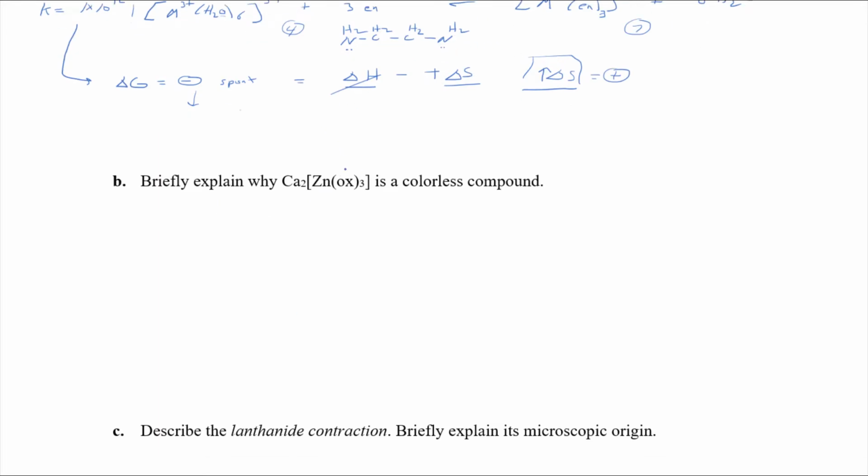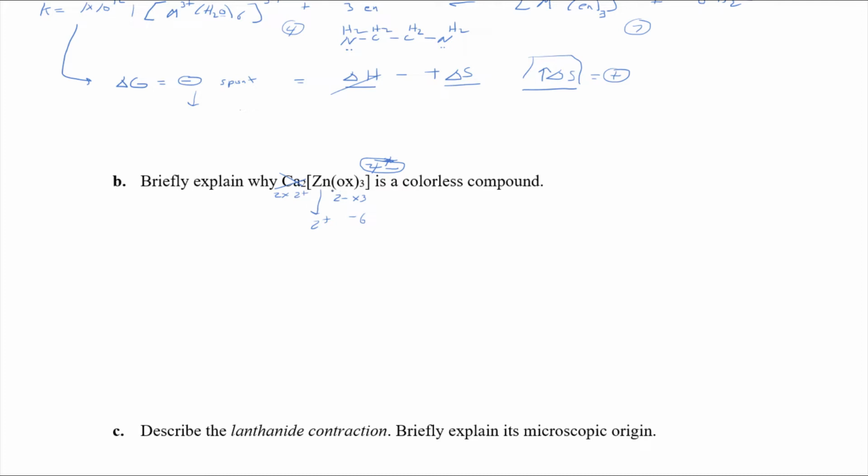Here we say, okay, explain why this complex, or this coordination compound, is a colorless compound. Well, we don't care about the calcium. That's a counterion. So we do know they're 2 times positive 2, so that means this whole thing needs to be a 4 minus. And why is that? Because negative 2 for oxalate times 3, and then that means this zinc has to be a positive 2, because negative 6 plus 2 gives you that negative 4, which is neutralized by the calcium.